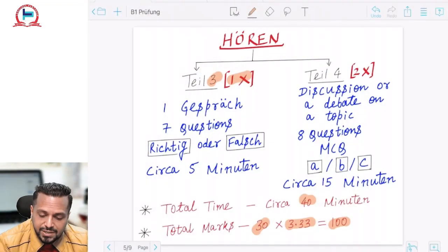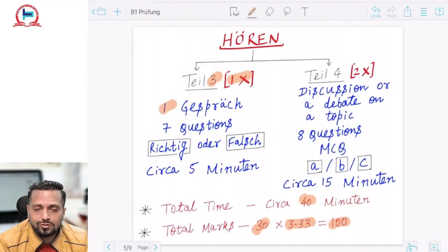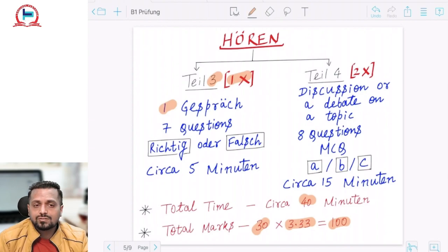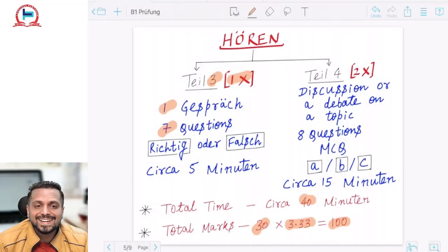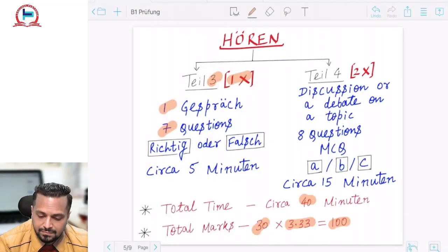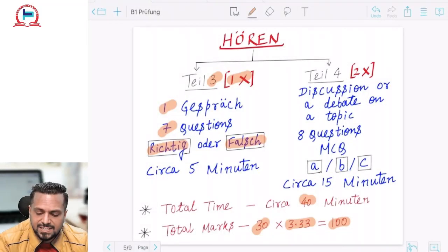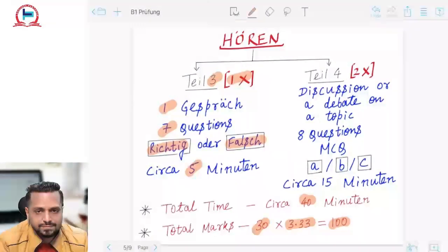There is one Gespräch, as in one short conversation. Based on this short conversation, there are 7 questions. You have to select richtig oder falsch. And the run time is approximately 5 minutes.